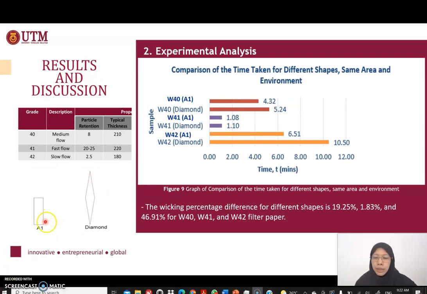Okay, and then we look at the different shapes. For the same area, which is the same volume because the thickness is the same, we can see that with the diamond the time taken for the fluid absorption is slightly more, maybe because of the divergence, so it takes a little bit greater time for the fluid to absorb.